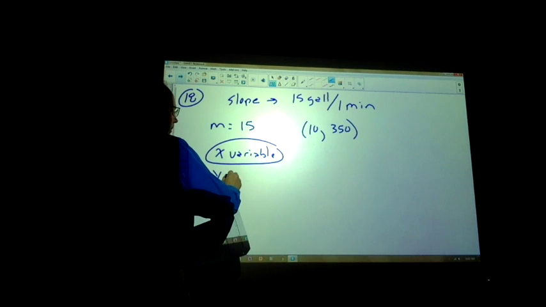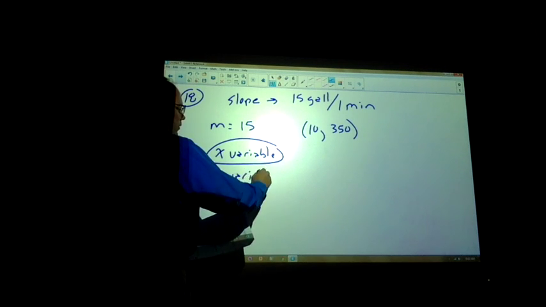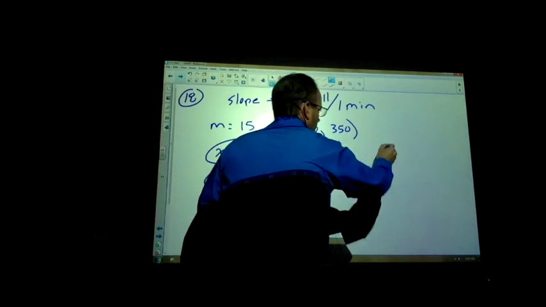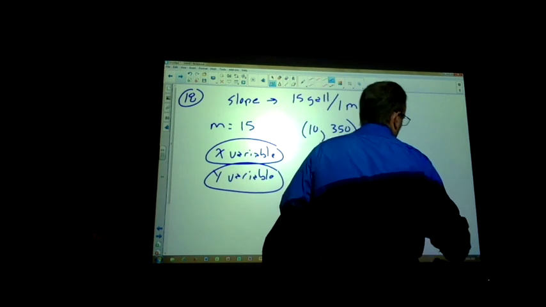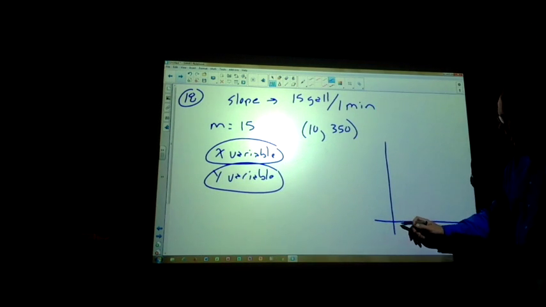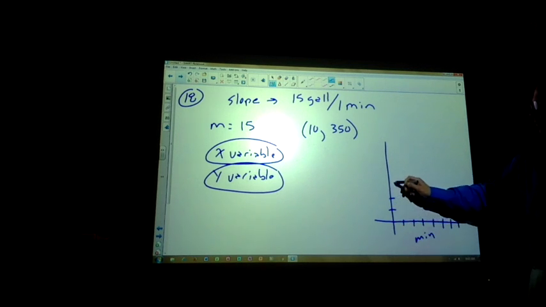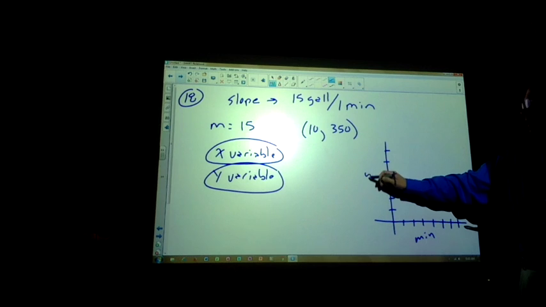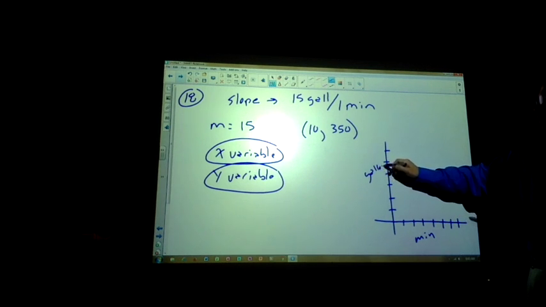And what is the y variable? So, if I were to graph this, would I have minutes here? Yes. And I'd have gallons here? Yeah. Gallons here? Did that make sense? Go turn the hose on.